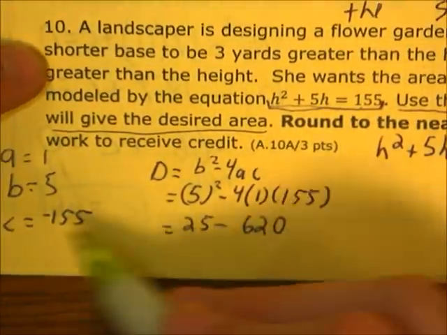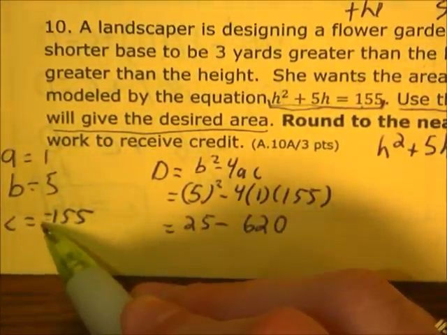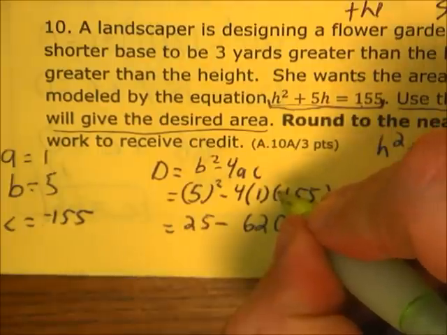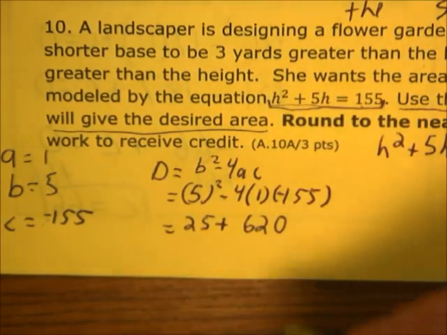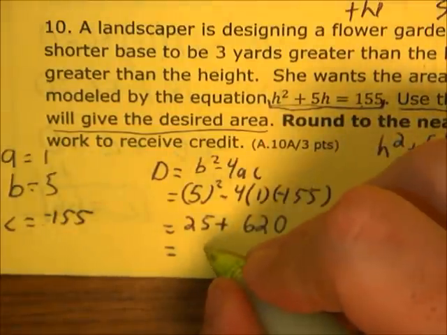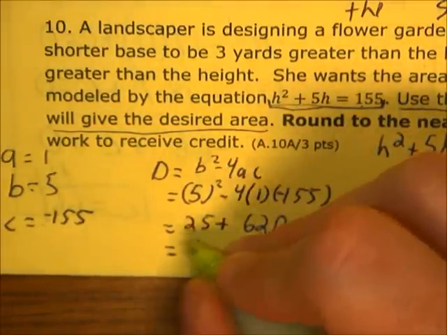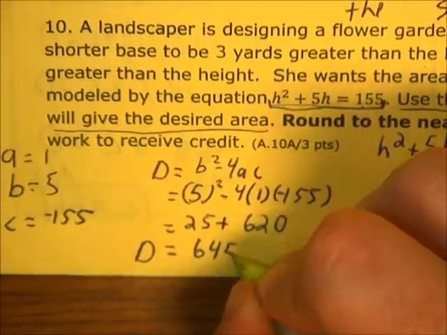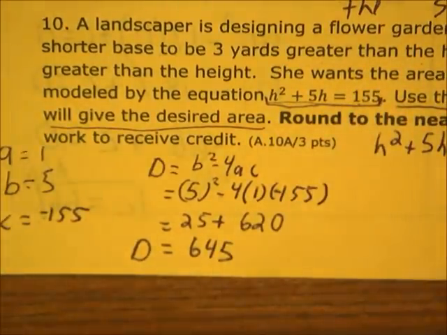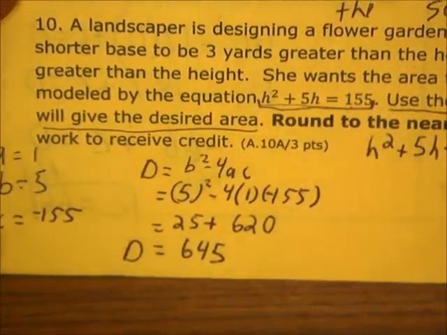Oh, look, I see I made a mistake. That's a negative 155, makes this a negative 155. Negative times negative makes a positive. Now I want to add those together. Gives me the discriminant equals 645. It's positive, means I do have 2 answers to this problem.